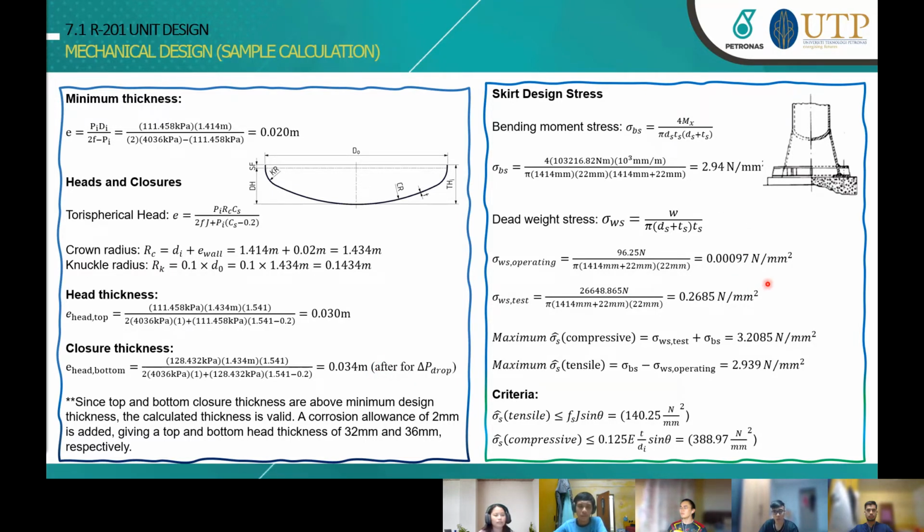Subsequently, the skirt is also designed to support the weight of the vessel. Two types of stress are considered here, namely the bending moment stress and the dead weight stress, which are computed by their respective correlations. The operating dead weight stress uses the pressure drop across the grid, while the total dead weight stress uses the pressure drop across the bed, thus giving different values. With the calculated stress, the maximum compressive and tensile stress are calculated. Since the computed compressive and tensile stress satisfy the criteria stated below, the computed skirt design is therefore valid.